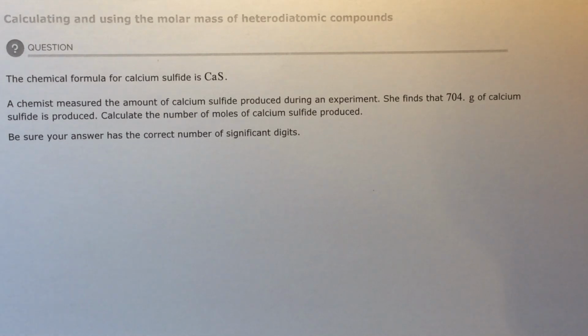Welcome back. This is an ALEKS homework video on calculating and using the molar mass of a heterodiatomic compound. Heterodiatomic simply means a molecule made of two atoms that are different. In this case they give us calcium and sulfur, so it's going to be calcium sulfide. That's a heterodiatomic compound. It really doesn't matter what it is.